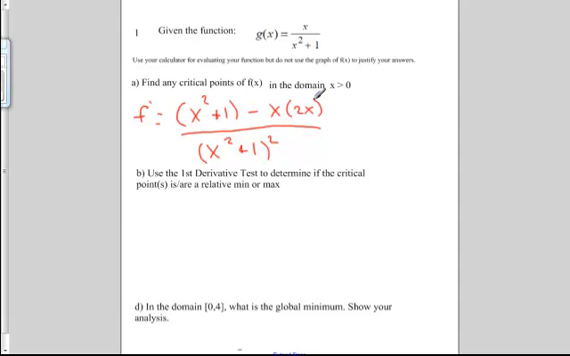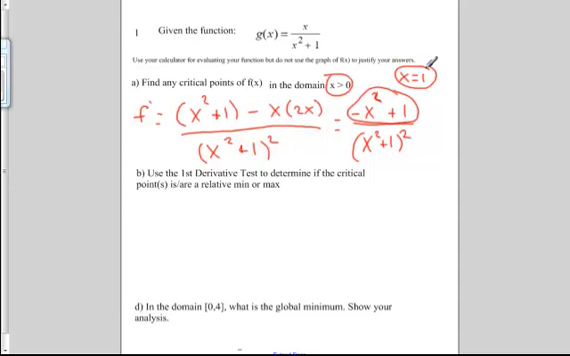This simplifies. Well, this is minus 2x squared. So this simplifies to minus x squared plus 1 over x squared plus 1, squared. And this is going to be the critical points for x greater than 0. Well, the values of x that would make the numerator 0 would be positive and negative 1. But since x is greater than 0, the critical number is just x equals 1. So that's my critical number.